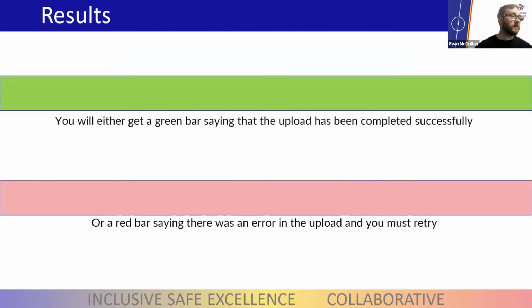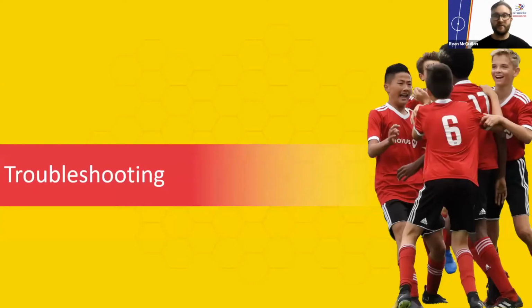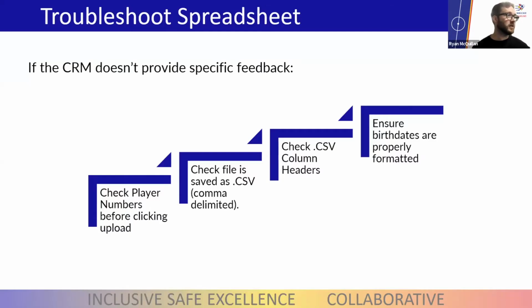Results: you will get a green bar saying the upload has been completed successfully if it has, or a red bar saying there was an error in the upload and you must retry. So when you get the red bar, which some of you may be familiar with, there are ways to troubleshoot. And I suggest these step by step.